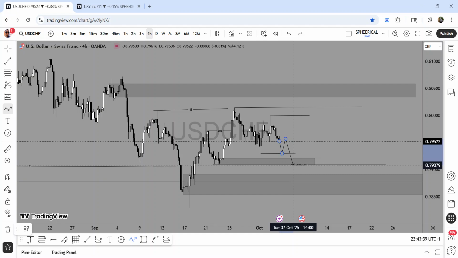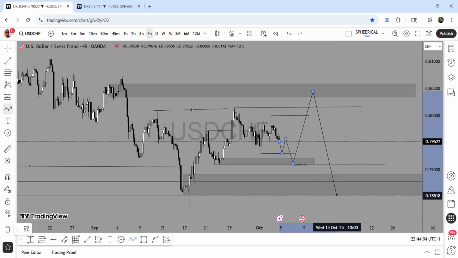So it's either this market taps at this zone, this demand zone, and moves the opposite way, at least to this point, or to this supply zone and sells.